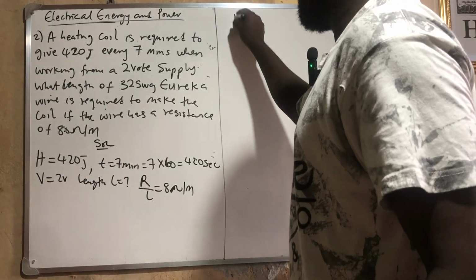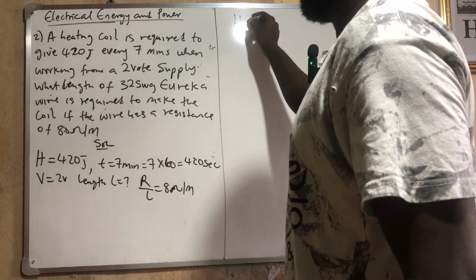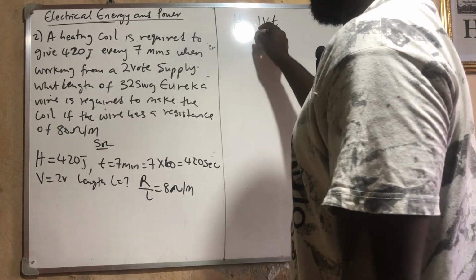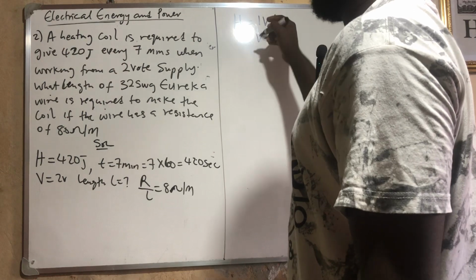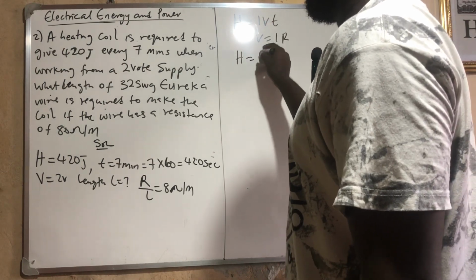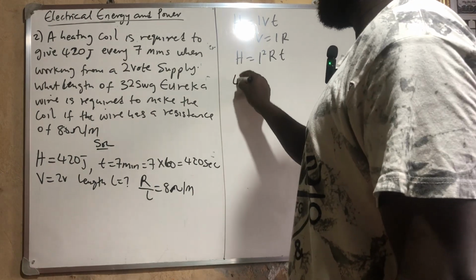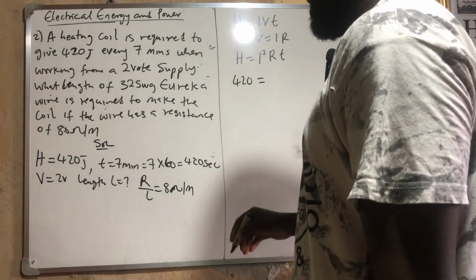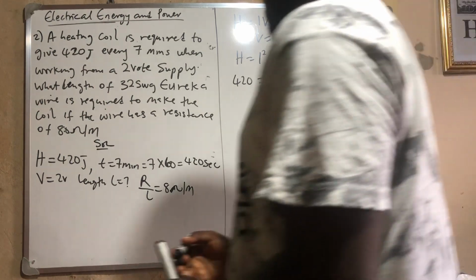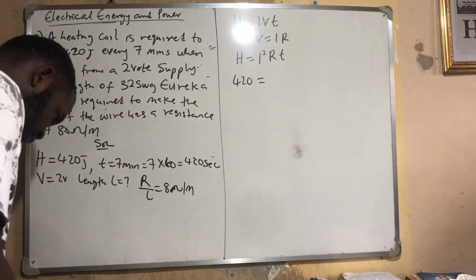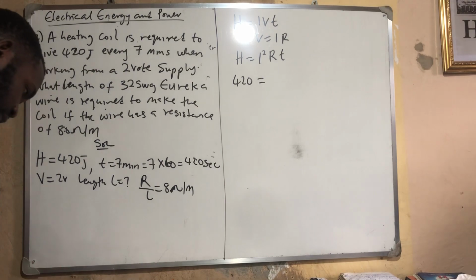That my work done, which is energy. Okay, energy is equal to what? IVT. And I know that V is equal to IR. So if I put it here, I will now have that energy is equal to I squared RT. So my energy 420 is equal to my I. Was I given the current that passes through there? Is there anything like current? Okay, they didn't give us current.